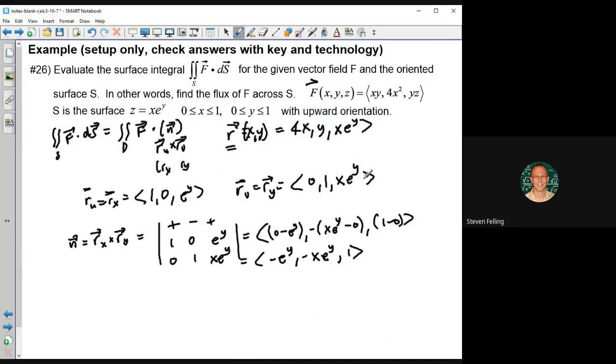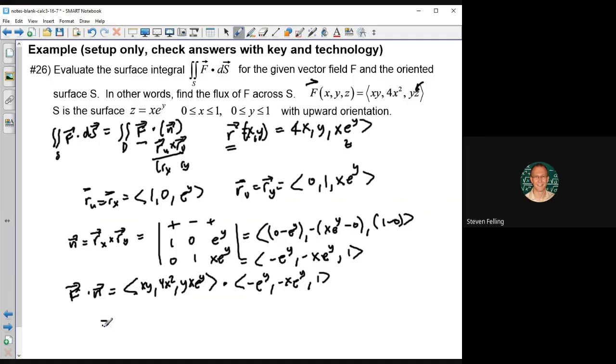Now, what I need to do is compute the dot product of F with that. So what is F dot n? Well, F, they gave me, was xy, 4x squared, yz, but I'm going to replace this z with the parameterization. The parameterization was that z is really x e to the y. So I'm going to substitute that in right now, x e to the y. That's F parameterized, dotted with n, which is negative e to the y, negative x e to the y, 1.